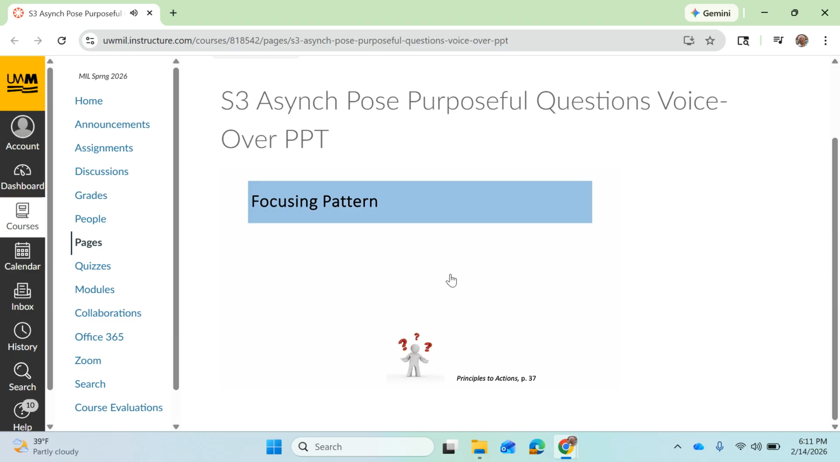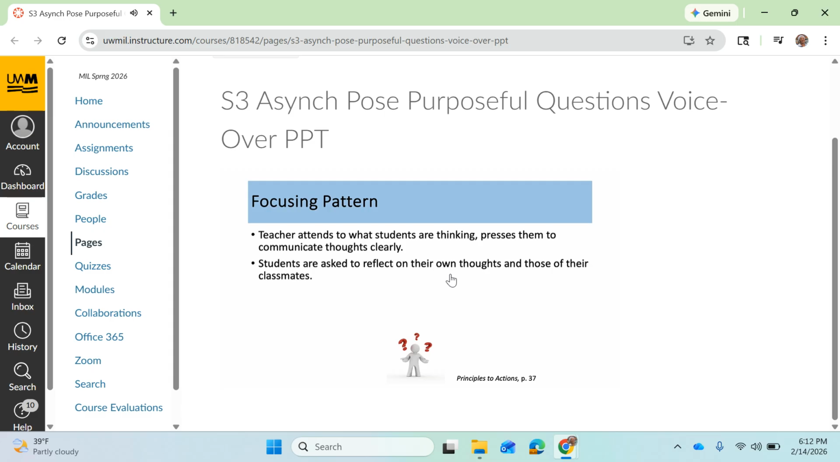And then lastly, we see something called a focusing pattern. In a focusing pattern, the teacher attends to what students are thinking and presses them to communicate their thoughts clearly. So we might ask, what does 7 plus 8 equal? But then we're going to ask them, how do they know? How might you prove it? What else can you connect this to? Students are asked to reflect on their own thoughts and those of their classmates.